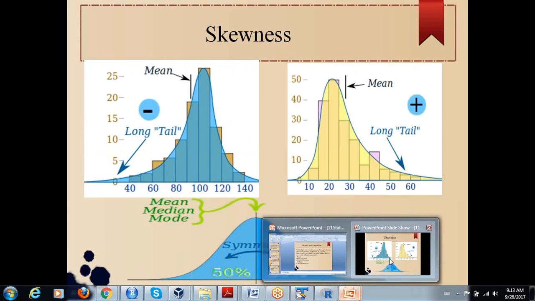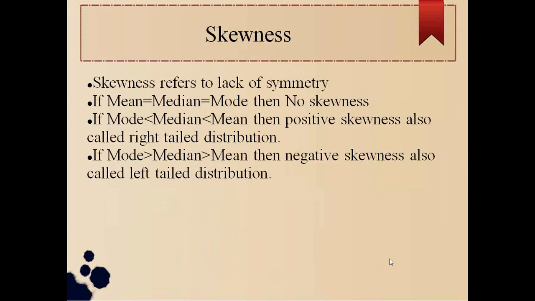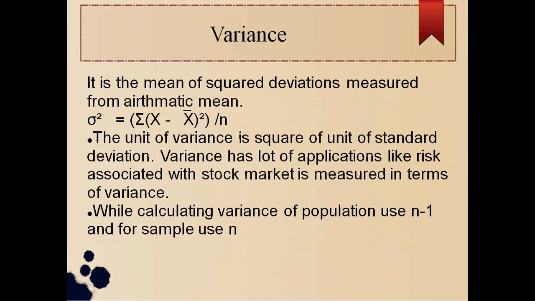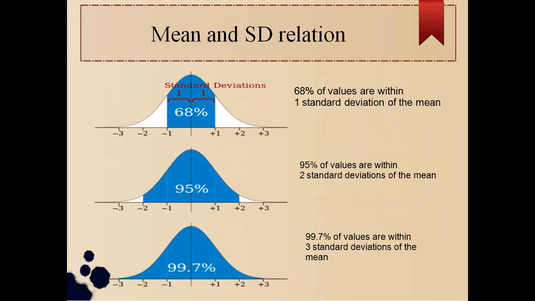So what has to be done now? If it is normally distributed, there is a standard relationship between standard deviation and mean. This is the relationship we have. 68% of the values will be within one standard deviation of the mean. Do you understand what one standard deviation of the mean is? If the mean is 30 and the standard deviation is 10, what will be the value of mean plus a standard deviation? It will be 40.